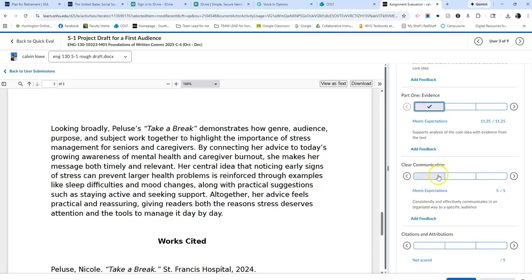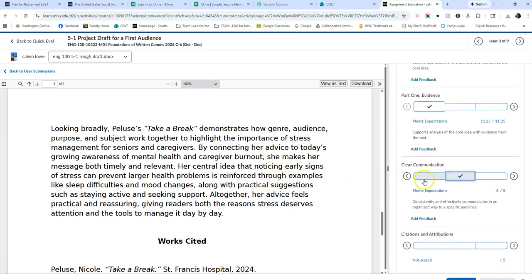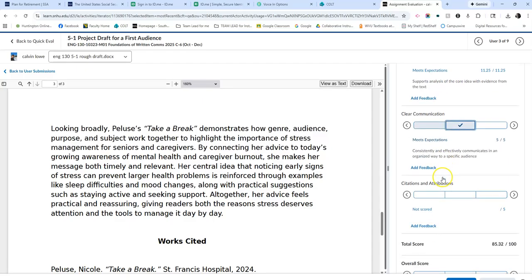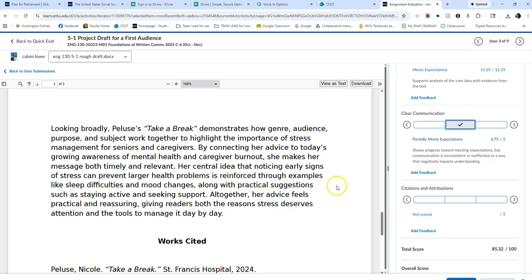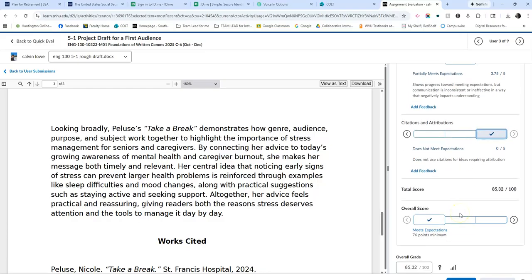All right. So your communication could be a little bit clearer just because you're not clearly identifying who you're writing it to. Without a clear audience and without some of these other things I've indicated, it's affecting your overall clarity. And also, you don't really have things cited correctly, so I'm going to have to take off for that.